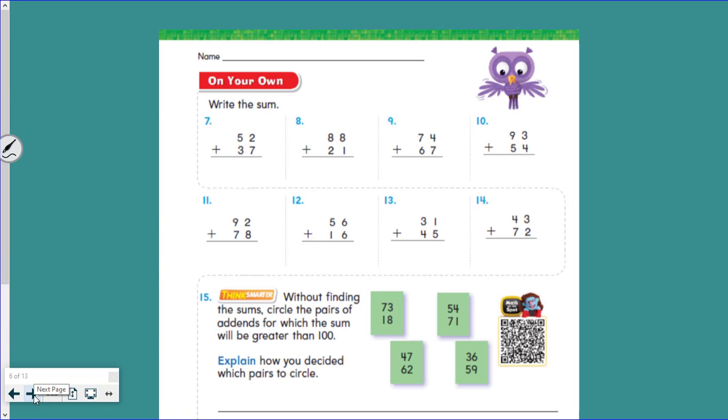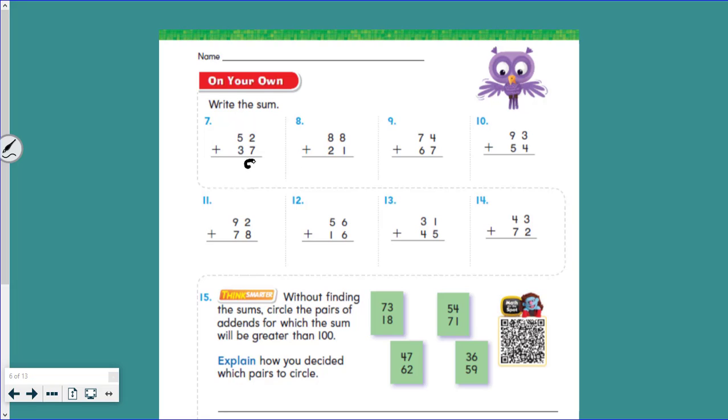Oops, there we go. That's what I want right there. So I want you to do 7, 8, 9, 10, 11, 12, 13, and 14. So all of these here at the top of the page on your own. Pause your video, and then we'll check them together. Okie dokie, here we go.